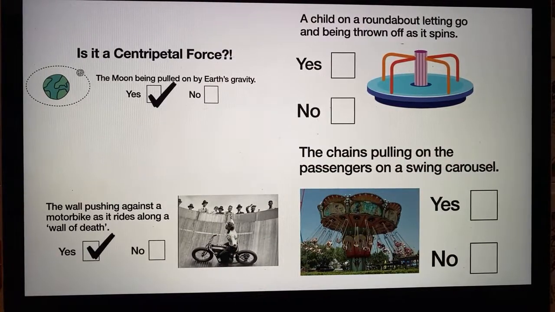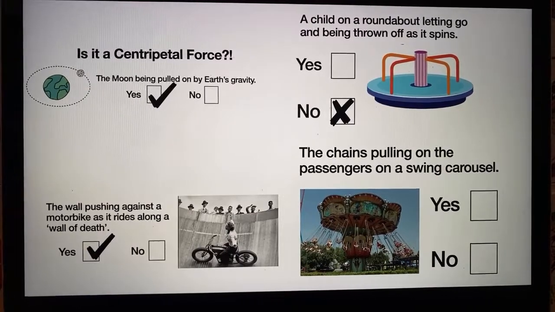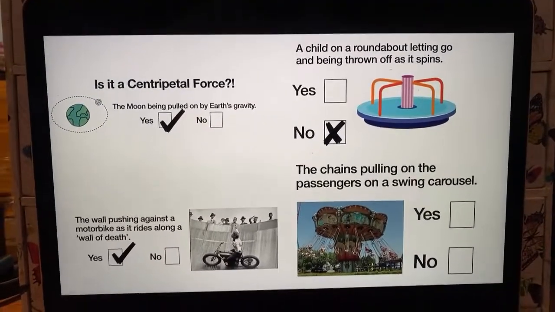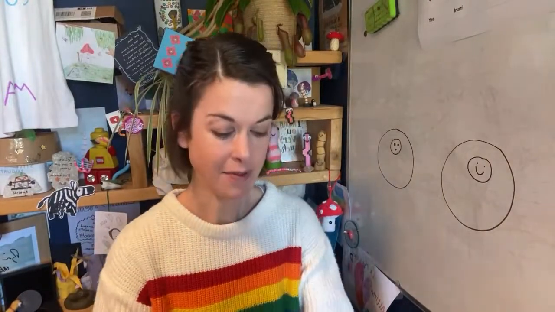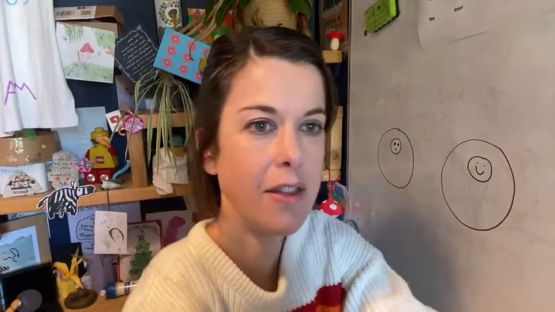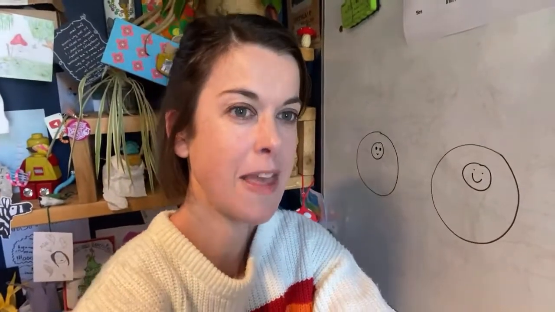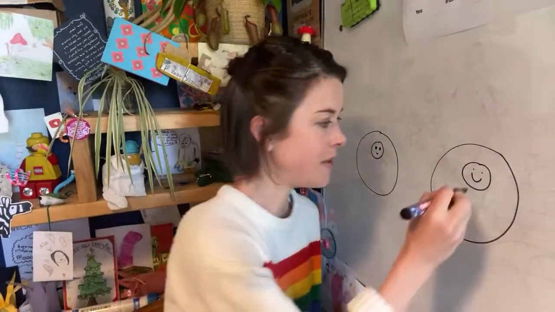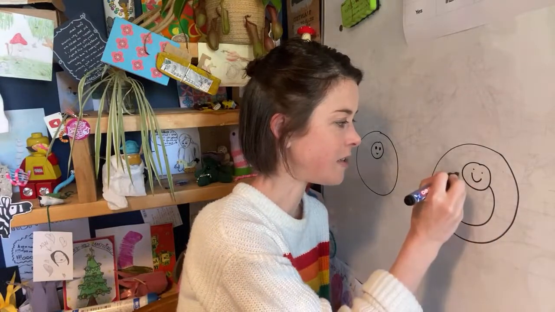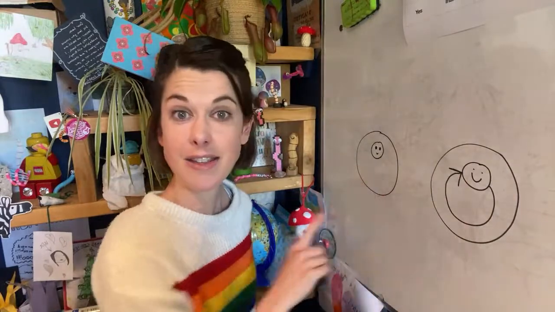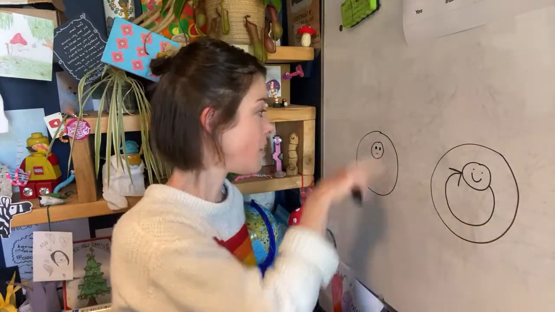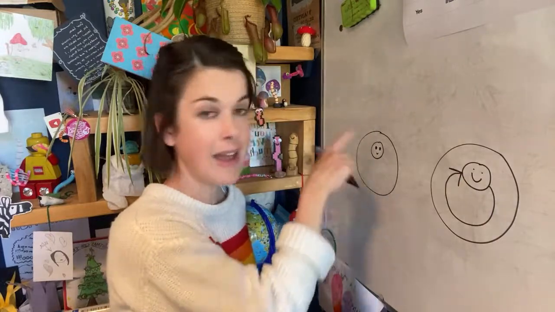A child on a roundabout, letting go and being thrown off as it spins. No, that is not. That is the force that must not be named. That would be centrifugal force. That child would feel like they were being thrown off the roundabout. What would actually be happening? Well, I have two diagrams here. This child in the first diagram is on a roundabout and they are holding on. So they are going round and round and round. They're attached to the roundabout, so they cannot resist changes in their motion. This child is not holding on. So imagine the roundabout has been spinning and then the child has let go.